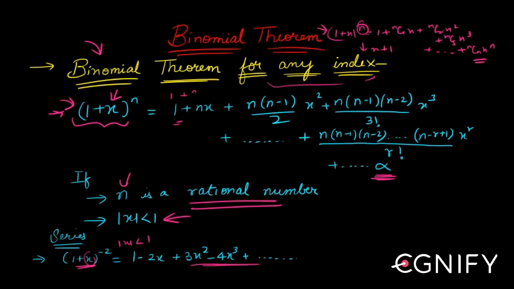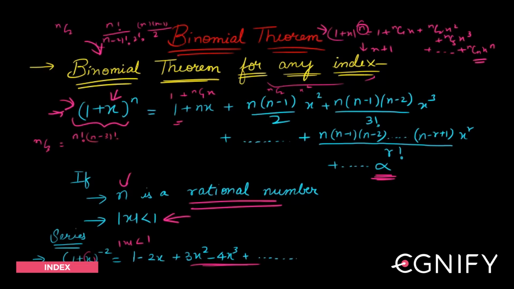You have 1 + nC1 x, and this n(n-1)/2, what is it? It's actually nC2, right? Because you have n! divided by (n-2)! into 2!, which is n(n-1), and (n-2)! will cancel, and this is n(n-1)/2. This is actually nC2 into x² only. And as you can see, this n(n-1)(n-2)/3!, that's actually your nC3, because you have n! divided by (n-3)! into 3!.